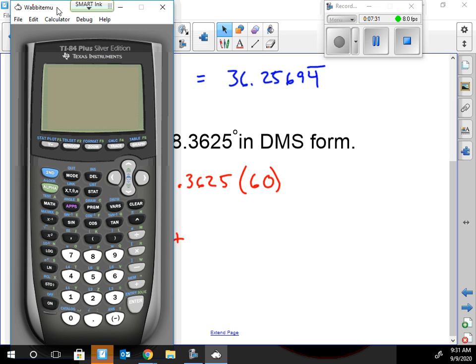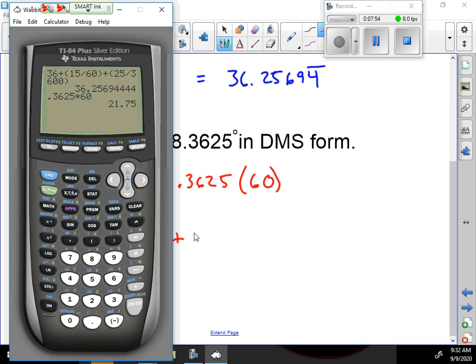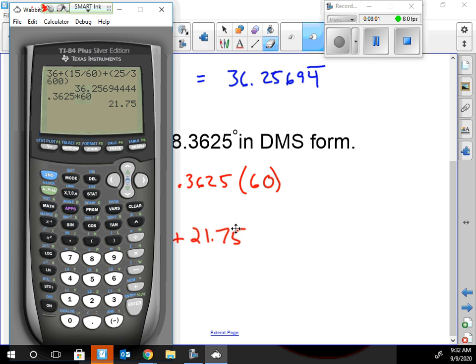But what you're going to see here is if we take that 0.3625 and multiply it by 60, that gives you 21.75. So I have 21.75 now. But the goal was to get rid of the decimal points. So now I'm going to multiply this by 60 again.